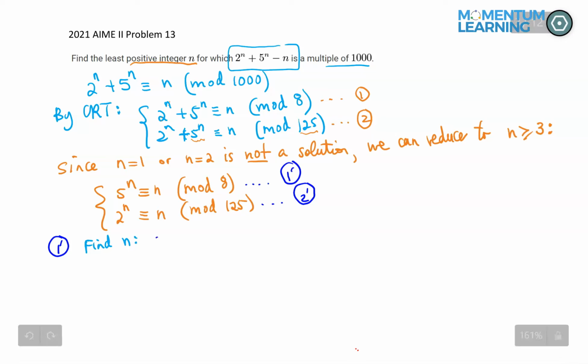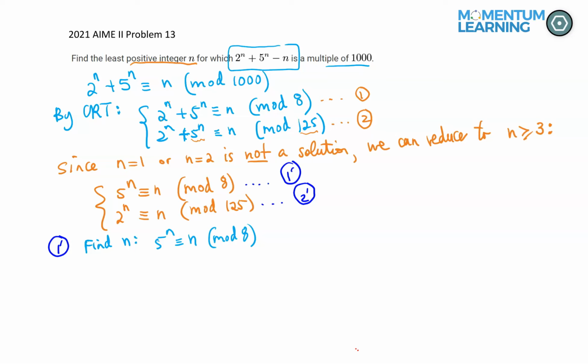So what did we say? Find an n for which 5^n will be congruent to n modulo 8. But come on, modulo 8 has only 8 residues. You can quickly check all 8 of them, which one works and which one doesn't work. For instance, n equals 0 doesn't work. 5^0 is 1, and 1 is not congruent to 0.